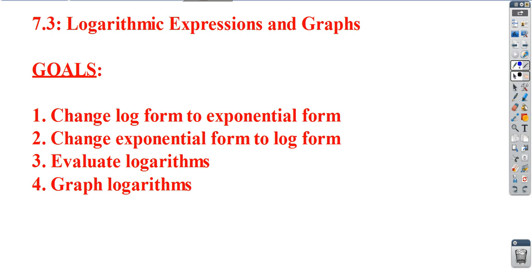Alright, so section 7.3 is on a topic that's probably new for most people, especially if you've taken Algebra 1 or Geometry. It's usually not covered: something called logarithms. We want to basically do four things.